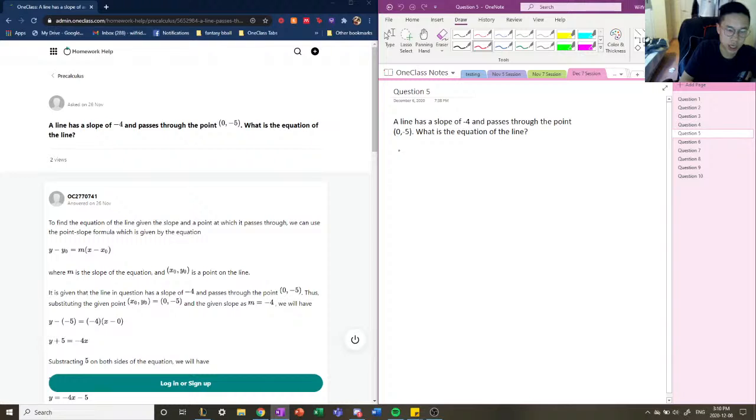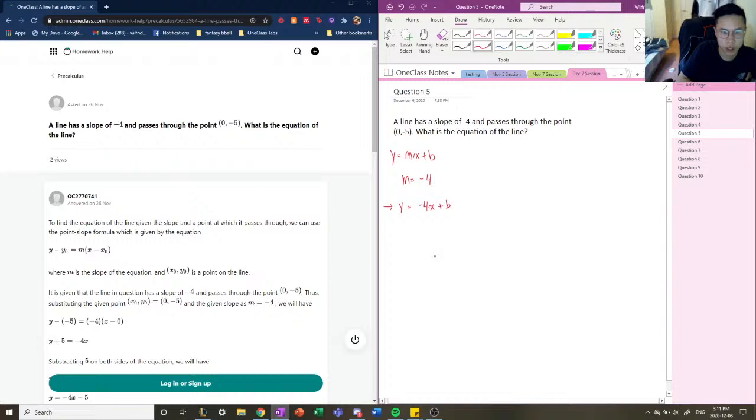The standard equation of a line is y equals mx plus b. It could be plus or minus b, doesn't really matter. m is the slope, b is your y-intercept, x is the independent variable, and y is the dependent variable. So here they've given us the slope and a point that passes through the line, so this is very easy for us. We already know that m equals -4. So let's plug that in. Then we get y equals -4x plus b.